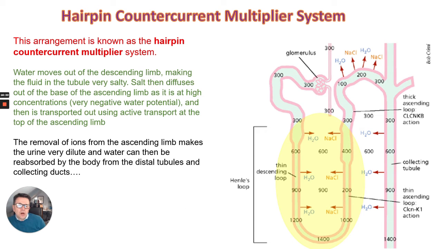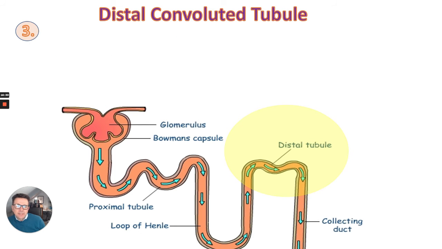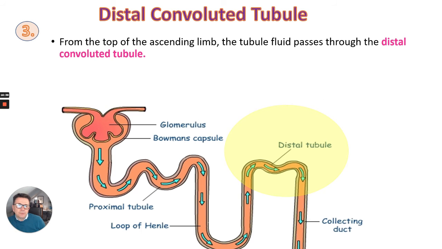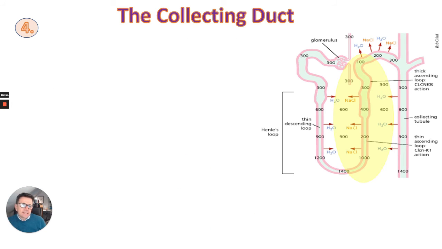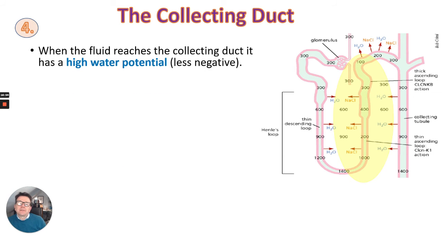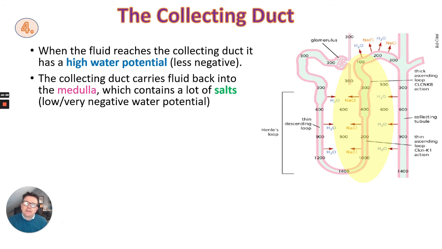So the removal of the ions from the ascending limb makes the urine very dilute, and therefore water can then be reabsorbed by the body from the distal tubes and the collecting duct. So here we've got the distal convoluted tubule. The tubule fluid passes through it, and active transport adjusts the concentration of various salts in the tubule. Now there's a larger amount of water, so there's a high water potential. When the fluid reaches the collecting duct, it has a high water potential, so it's less negative.